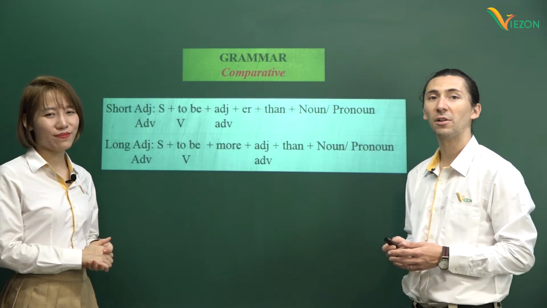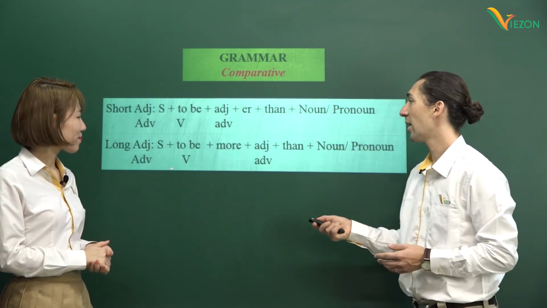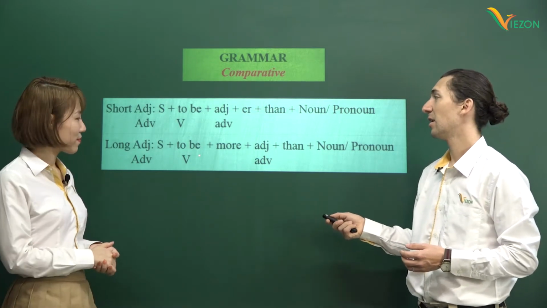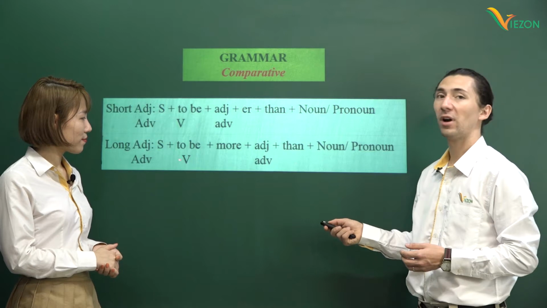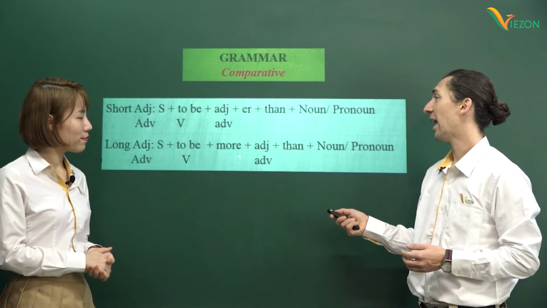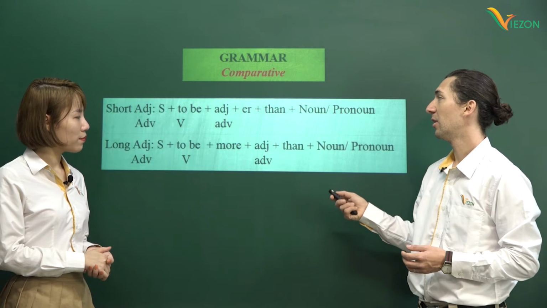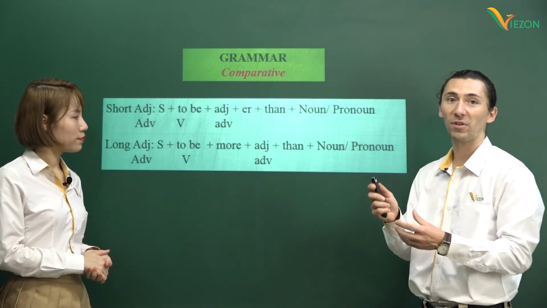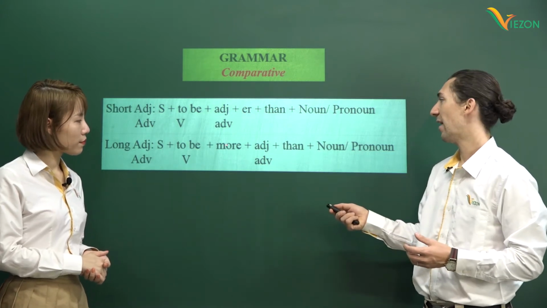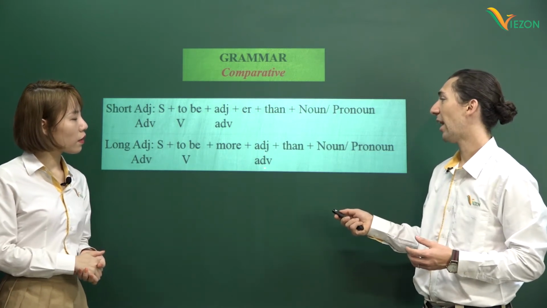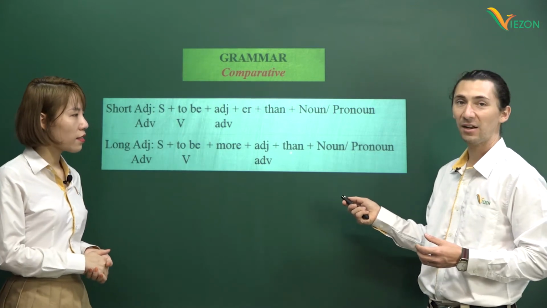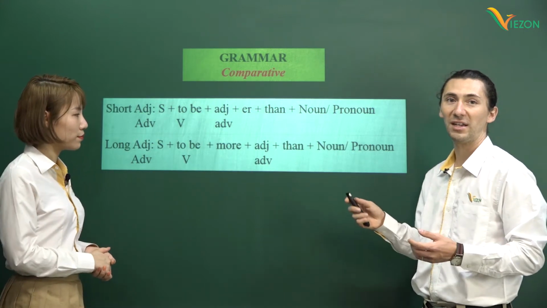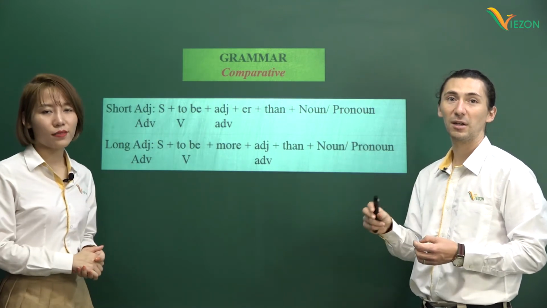Alright, now the long adjective form. So we've got the long adjective or long adverb form. So again, we start with the subject. And then we add to be or a verb. And after that, we add more. So this is the difference here. In the short adjective, we have the er at the end. This one, we have more before the adjective or adverb. So we have more plus the adjective or adverb. And again, we have than and the thing that we're comparing to, which is the noun or the pronoun. Okay, so the main difference is er versus more.